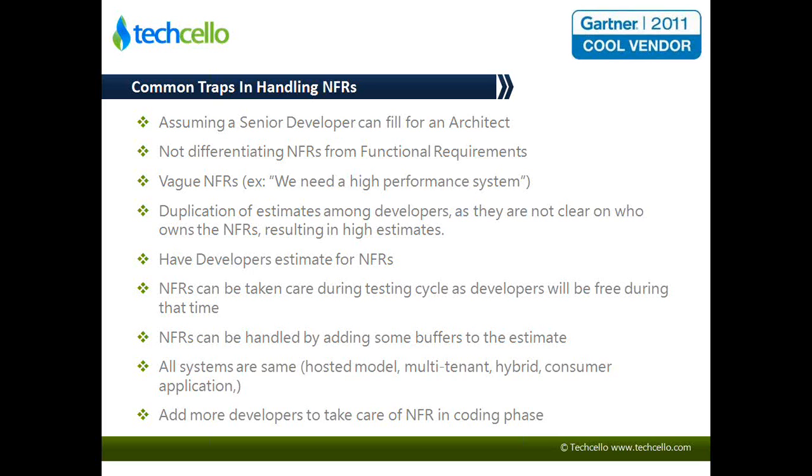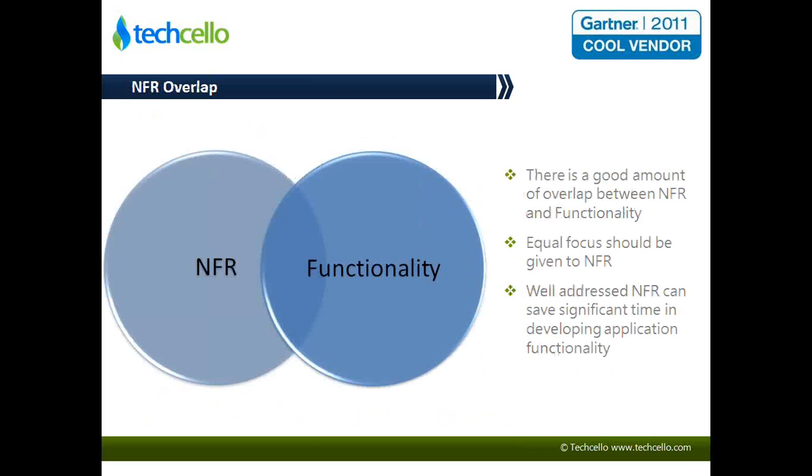The other common mistake is with the NFRs. How do you define the NFRs? Now, in some cases, customers are also not very clear. They will say, I want a high performance system. I want a rock solid system. These are very vague terms. Now, how do I measure if a system is rock solid or not? That's very subjective in nature.